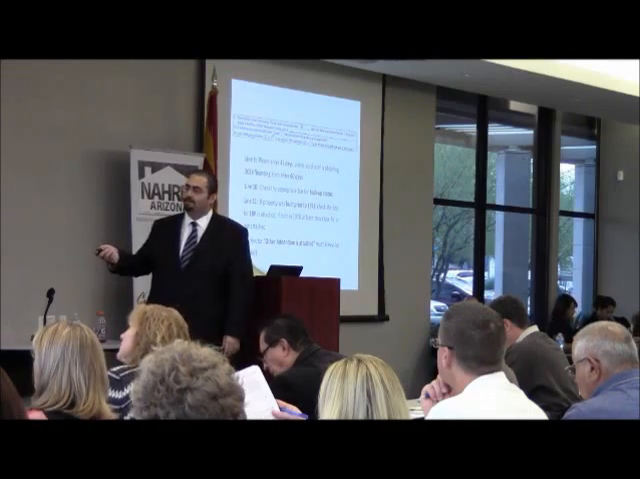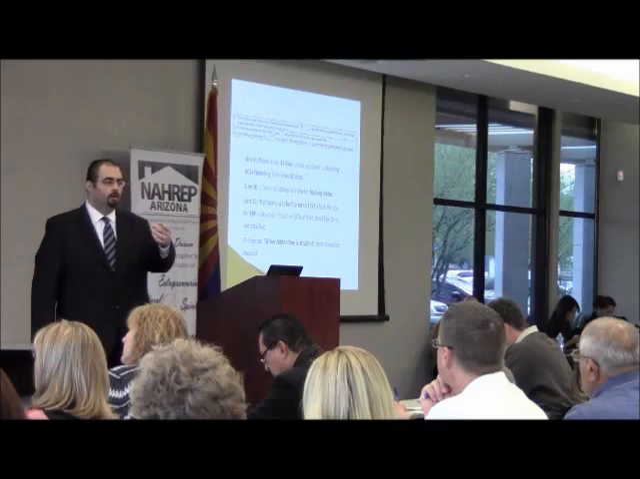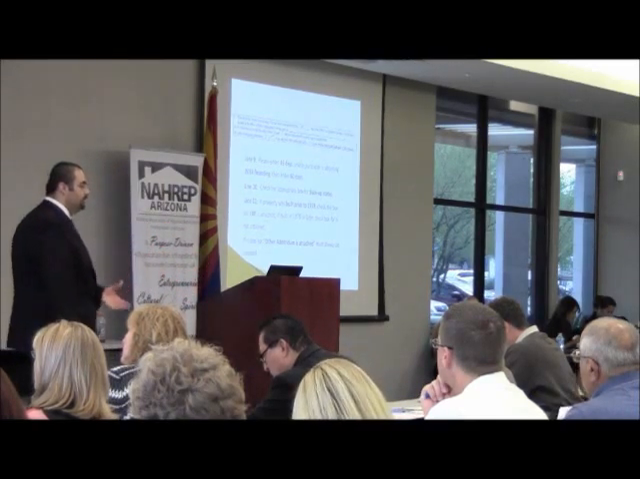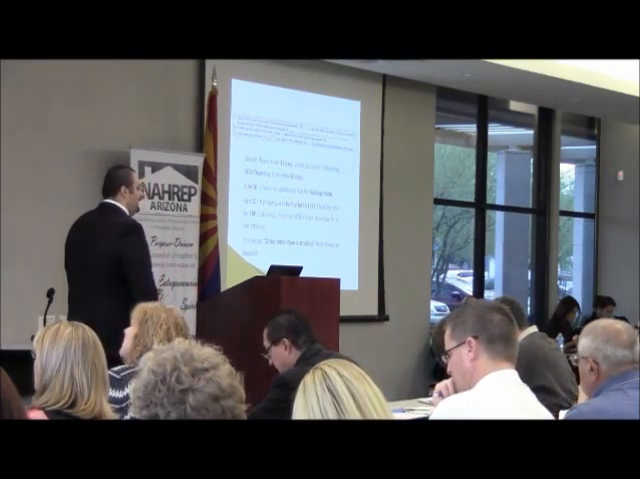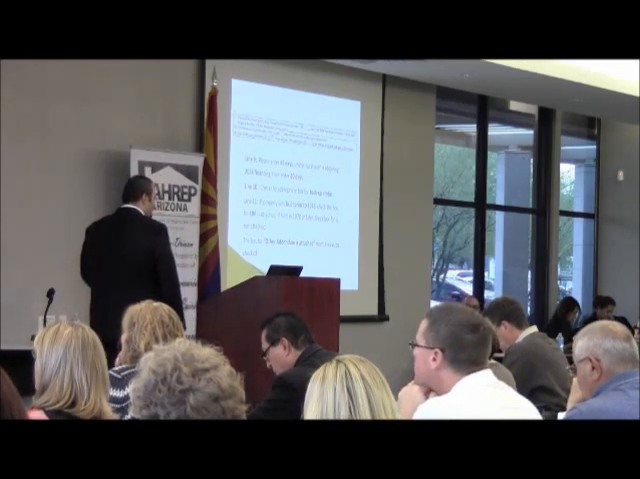Line number 9, you're going to enter 45 days for the standard cash, standard FHA loan, or any other type of loan, conventional, USDA, VA. If it's 203K, you're going to put 60 days on that.